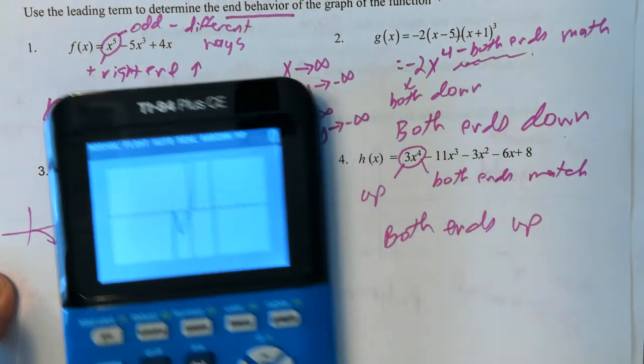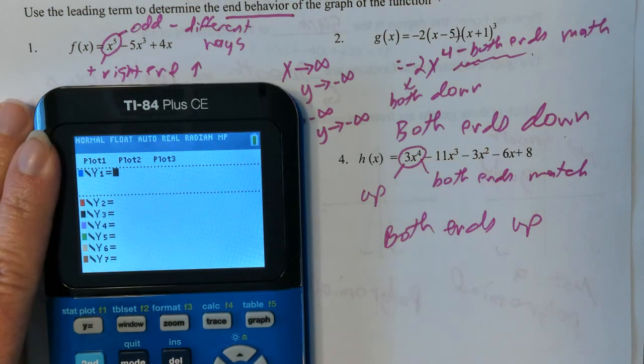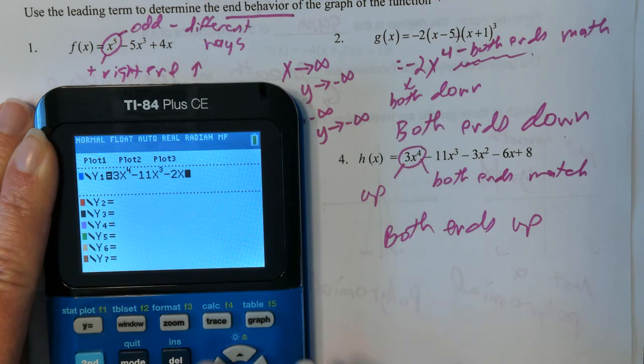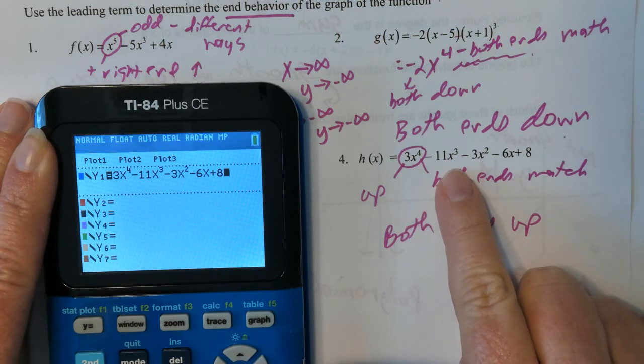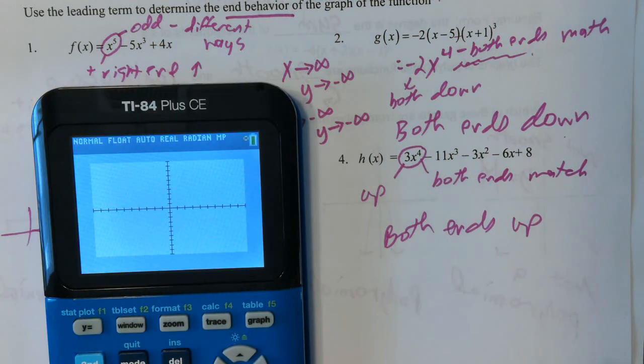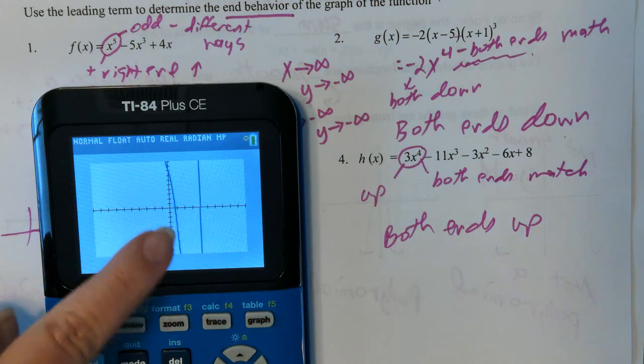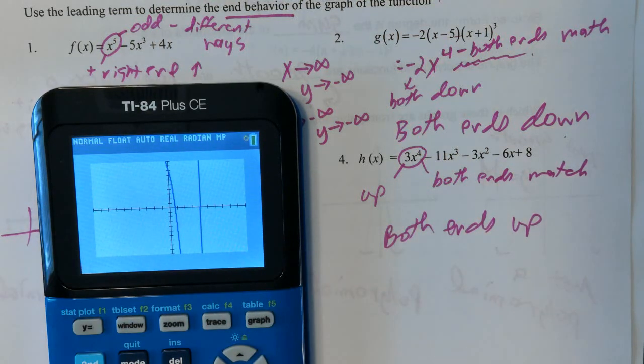And if we graph that one in our calculator, 3x to the fourth minus 11x to the third minus 2x, minus 3x squared minus 6x plus 8. So I have that typed in right? Yep. And when I graph it, sure enough, the left end is going up and the right end is going up.